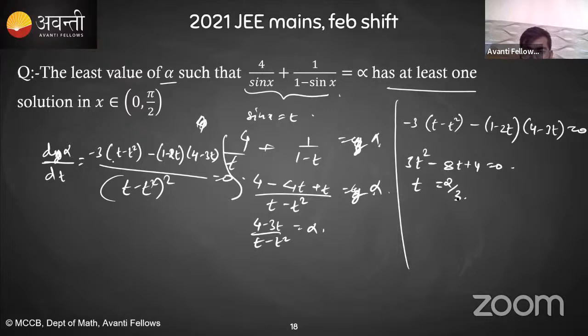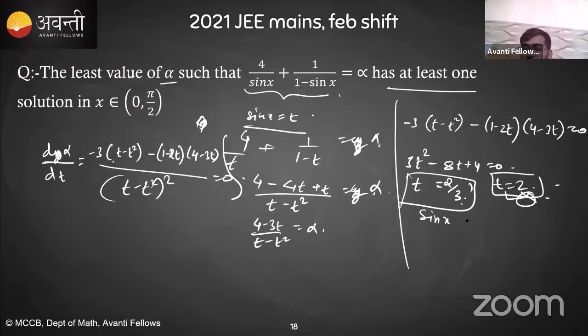So sin x equals 2 by 3, or one more value we will get: you will get t value as 2. Since we have assumed t equals sin x, t cannot be equal to 2, and hence we will have to take sin x equals 2 by 3. So sin x equals 2 by 3 is our answer.